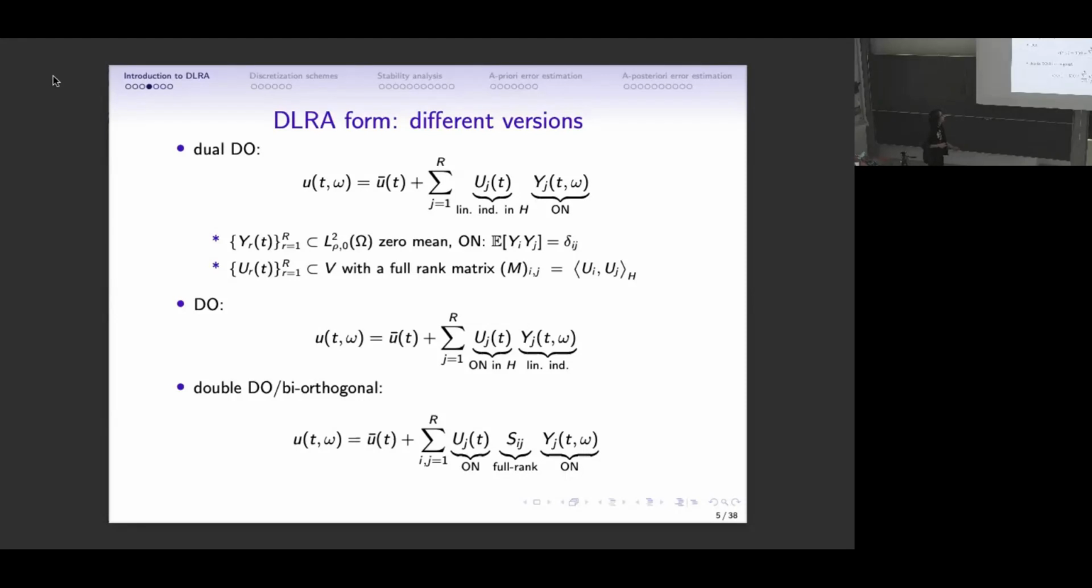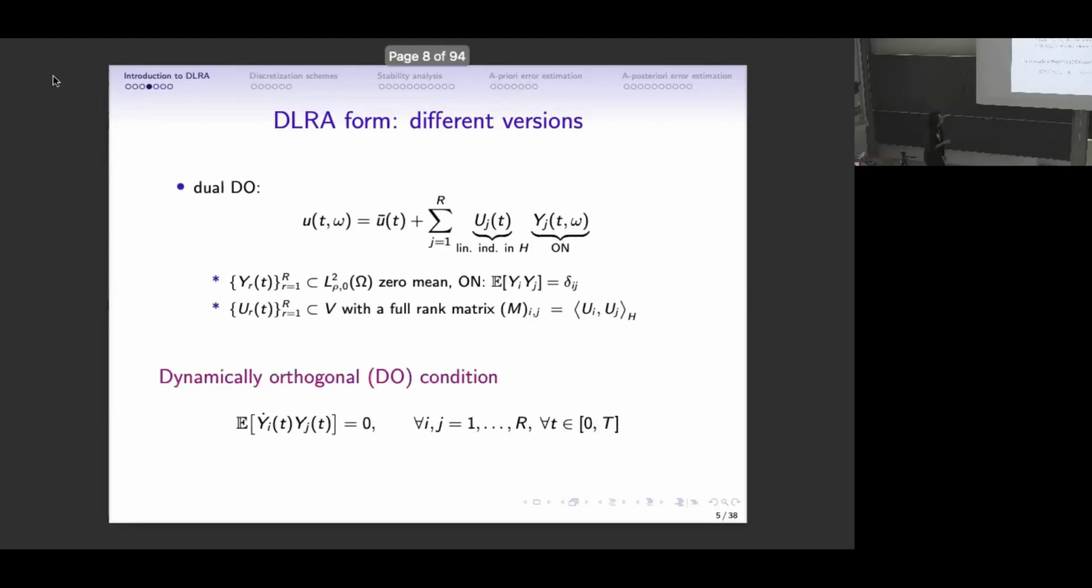Now, in our work, we have the dual DO form, in which, as I said, the stochastic modes are orthonormal. They are zero mean because we put the mean value here, and the deterministic modes are independent, so this matrix is full rank. And then we have the corresponding dynamically orthogonal condition, which prescribes evolution for the stochastic modes, and it is this one.